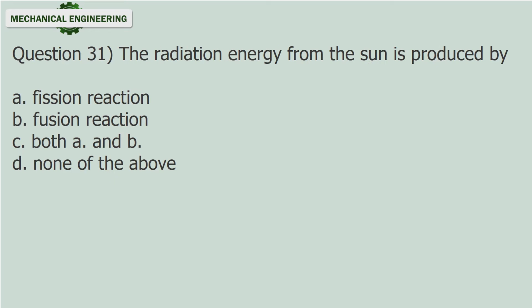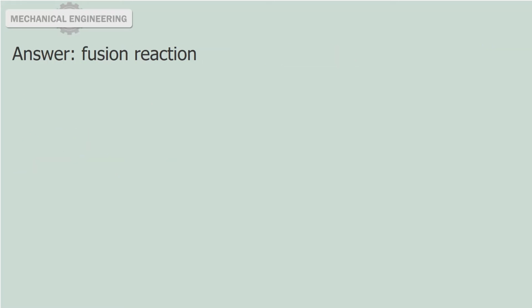Question 31. The radiation energy from the Sun is produced by A. Fission reaction, B. Fusion reaction, C. Both A and B, D. None of the above. Answer: fusion reaction.